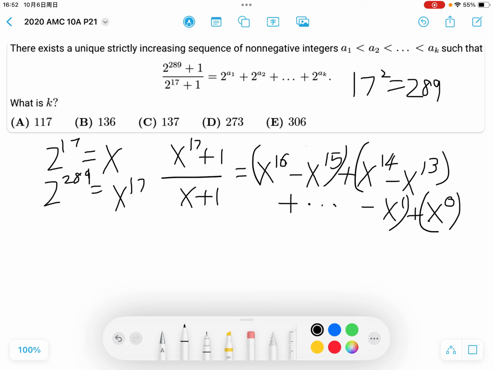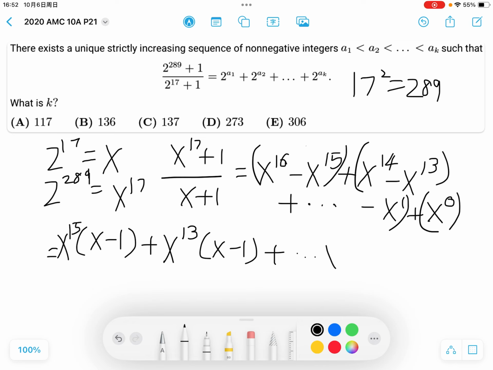And then you can factor out x minus 1 in each of the terms. For example, this is x to the power of 15 times x minus 1 plus x to the power of 13 times x minus 1 plus all the way to x to the power of 1 times x minus 1 plus x to the power of 0. So you can factor out x minus 1.